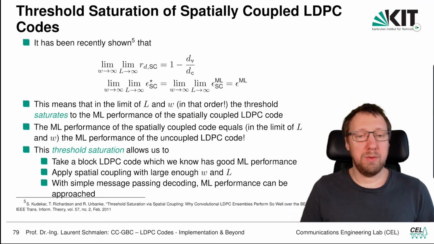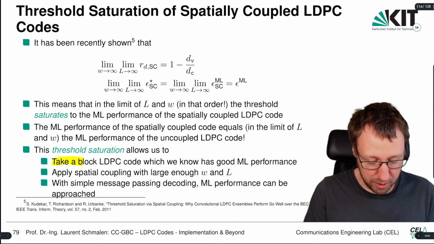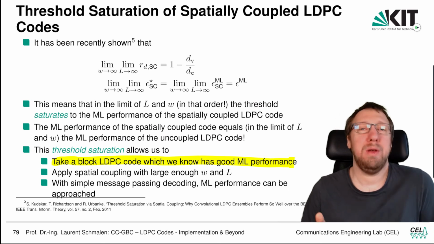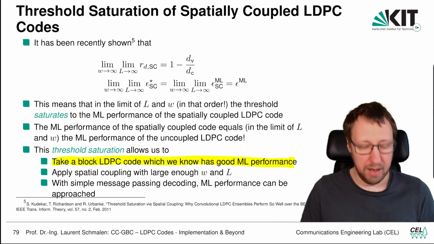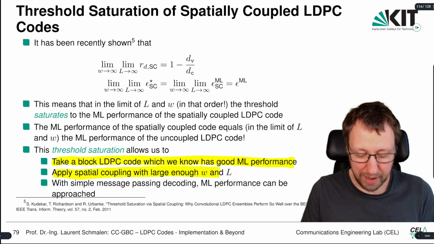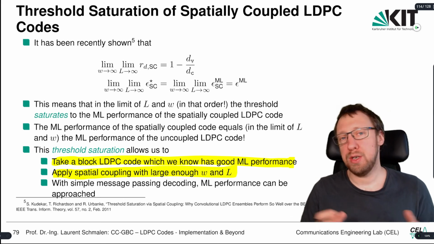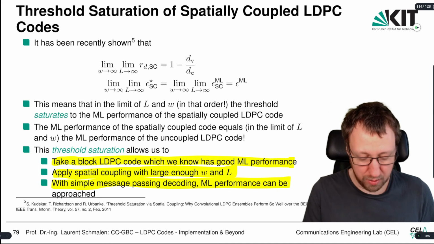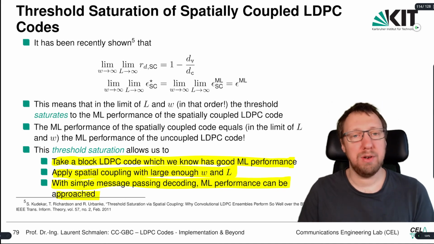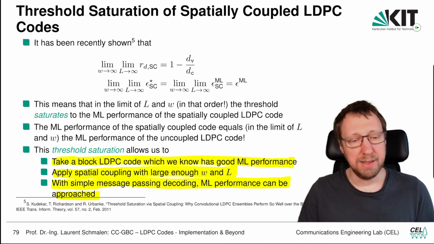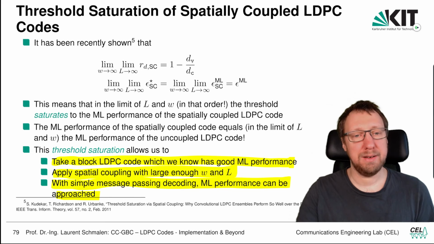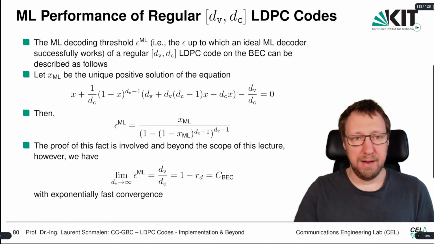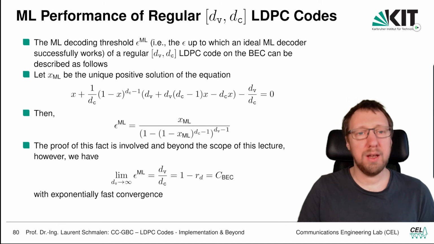So what we can do then is we can take a code that has a good maximum likelihood performance, but where we don't know how to decode it. Then we apply spatial coupling with sufficiently large W and L, and with a message passing decoder, we can approach the maximum likelihood performance. This is very, very unexpected.